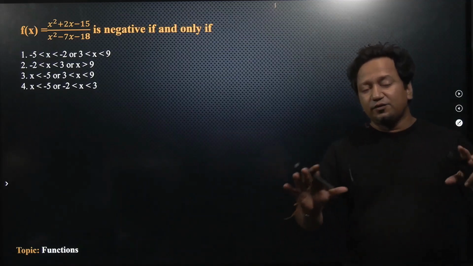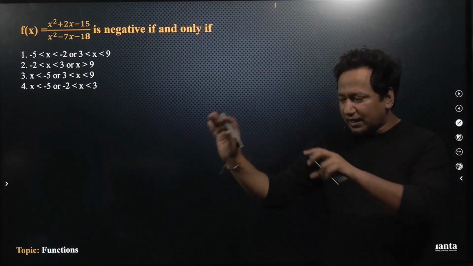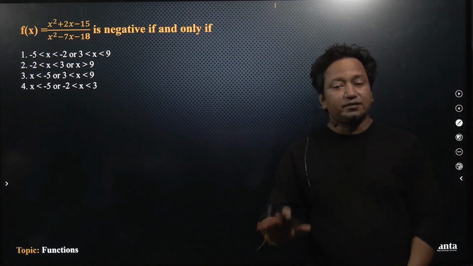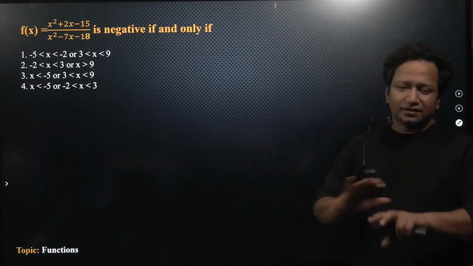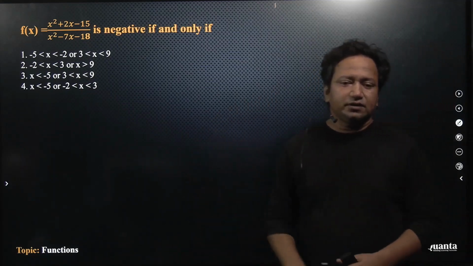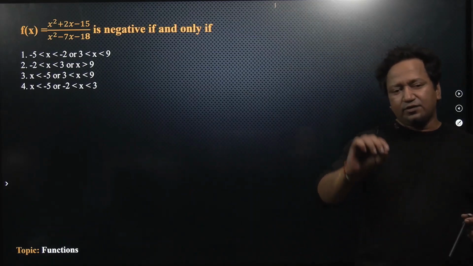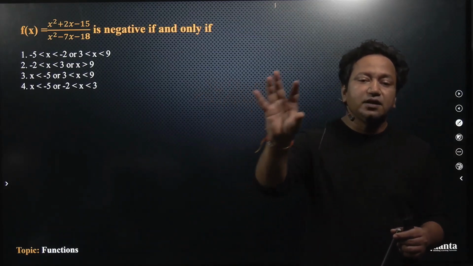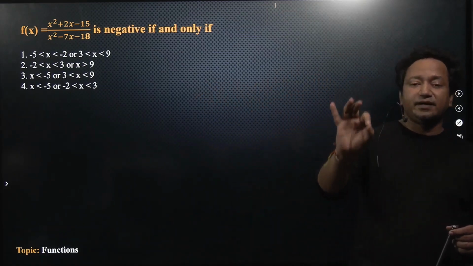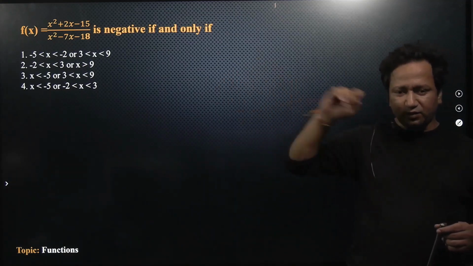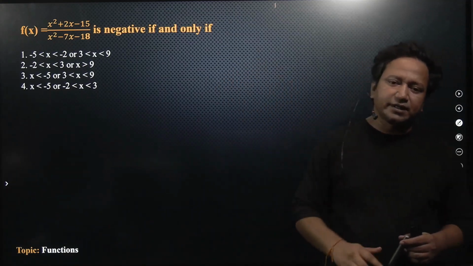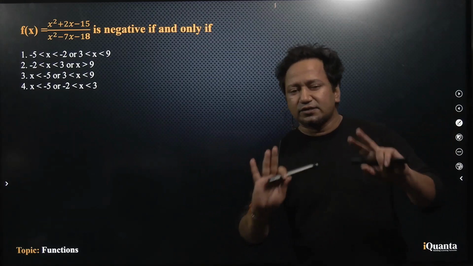This might look very difficult for some people who do not have mathematics in their class 12, but if I show you something over here, this will be very easy. So the question says, f(x) is equal to (x squared plus 2x minus 15) whole upon (x squared minus 7x minus 18). This is negative if and only if, and we have 4 options over here. And okay, now let us solve the question.